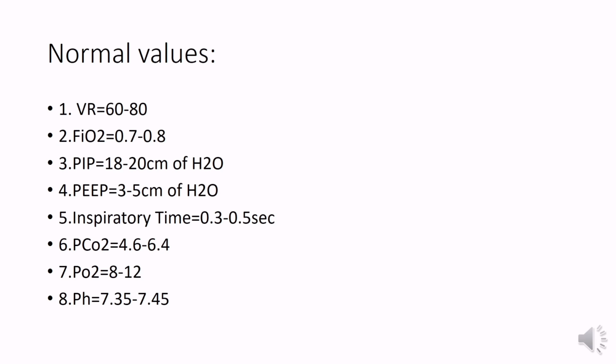So here are certain values that you need to actually mug up. This is the ventilator rate 60 to 80, fractional inspired oxygen 0.7 to 0.8, peak inspiratory pressure 18 to 20 centimeter, positive end expiratory pressure 3 to 5 centimeter of water, inspiratory time 0.3 to 0.5 seconds, partial pressure of carbon dioxide 4.6 to 6.4, partial pressure of oxygen 8 to 12 centimeter, and pH 7.35 to 7.45.